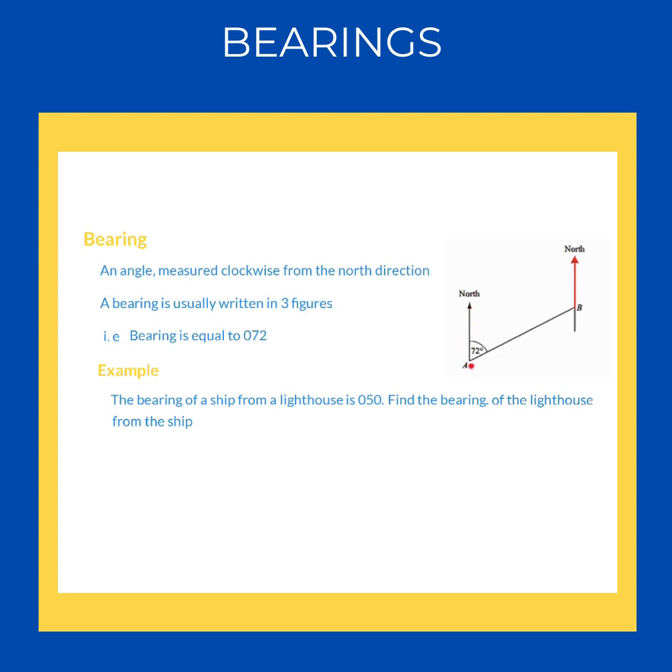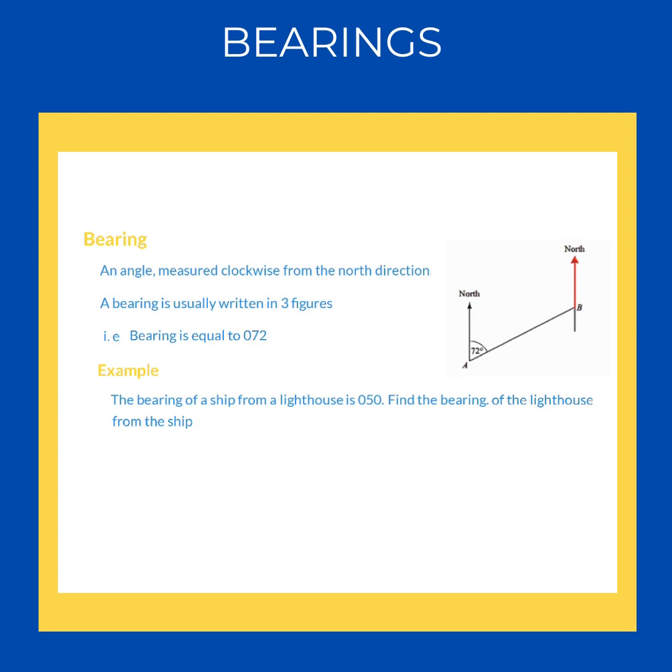So from the north sign, I move in a clockwise direction until I meet the line connecting the 2 points A and B. And now I can say that the bearing of B from A is equal to 72 degrees, and as I said, it is usually written in 3 figures. So I write it as 072, not 72.